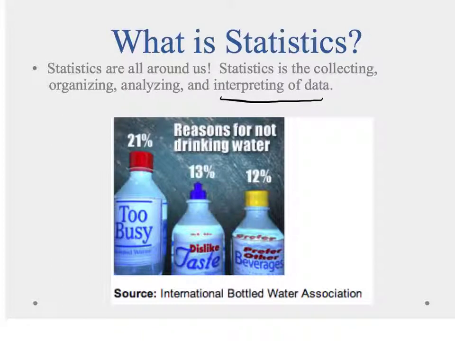For example, someone might poll other people, what are the reasons you do not drink water? And in this case, we find that 21% of people said they were too busy. 13% of people said that they dislike the taste, and 12% of people prefer other beverages. Now, this doesn't add up to 100%, so there's other reasons in there. But this is one example of a certain type of statistics.